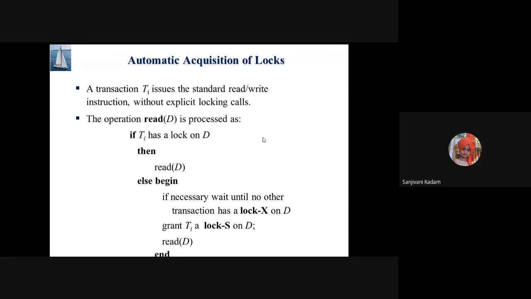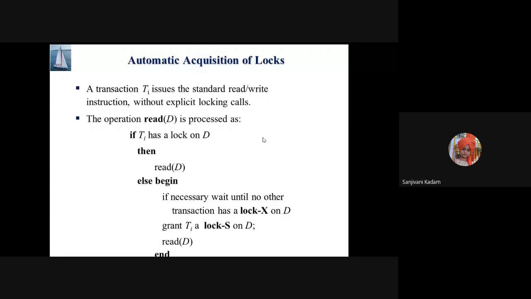Right now, consider that there is a lock available on D, let it be exclusive or let it be shared. In both cases, we can go for a read D operation. So the first possibility is that the lock is available on D, and hence whatever read D operation is there, we can perform without any problem. Next, else, if there is no lock on D by Ti, then it will check whether any other transaction is holding a lock on D.